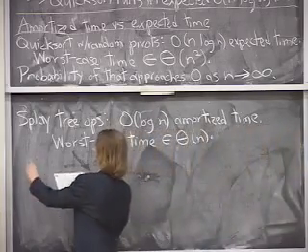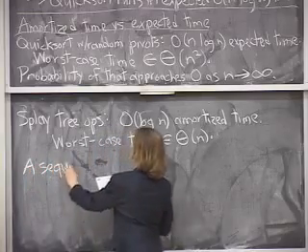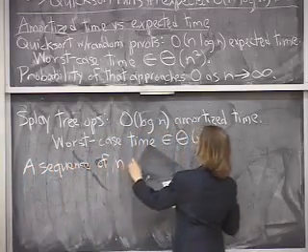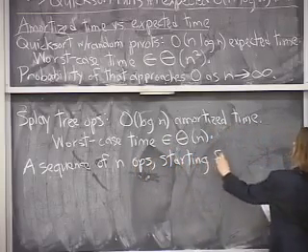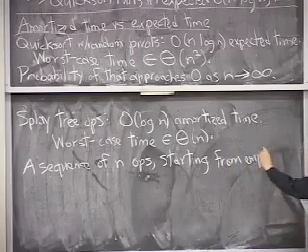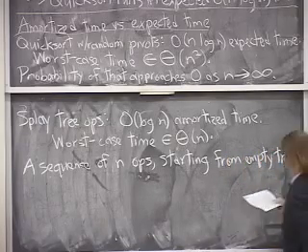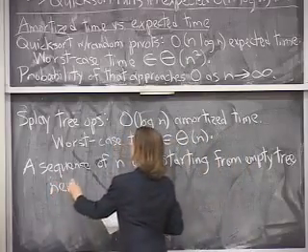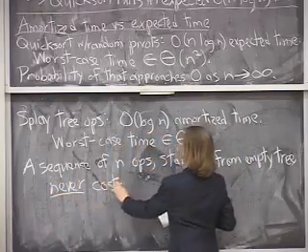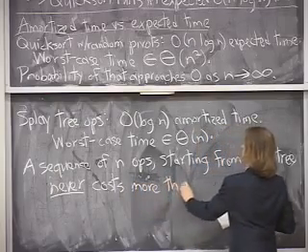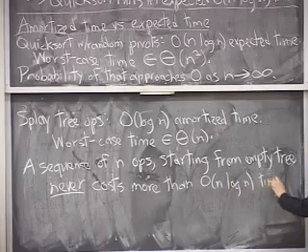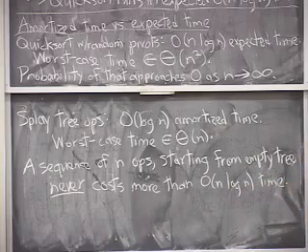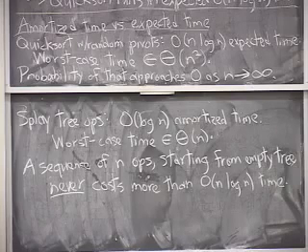So a sequence of n splay tree operations starting from an empty tree never costs more than n log n time. Ever, ever, ever. There's just no concept that if you get unlucky, it might cost n squared time. That doesn't happen. And that's what amortized means.